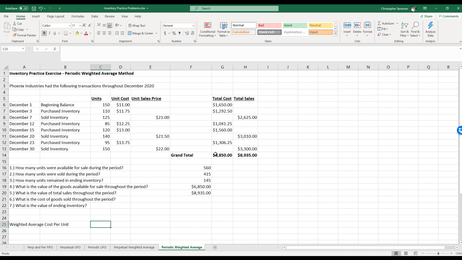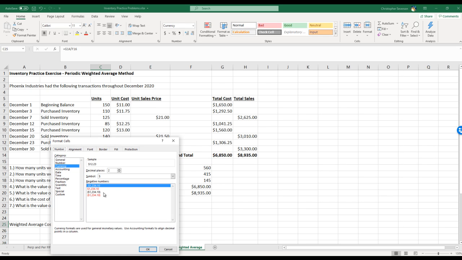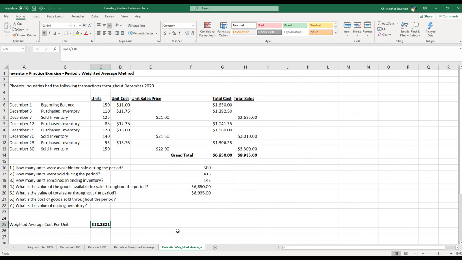Fortunately, we already have both of those items. We have the total cost of all those units, and we have the total number of units. So the first challenge is remembering which way to divide. It's easy to get that backwards. Just remember, it's a cost per unit, so take cost divided by units. So our weighted average cost per unit, I'm going to extend that out to 4 decimal places, just to help out with the rounding, to get a more accurate number.